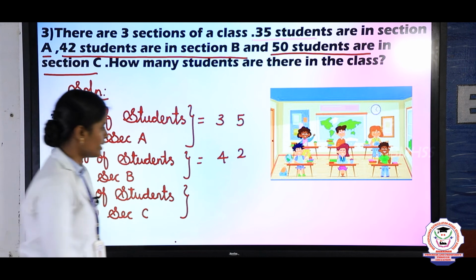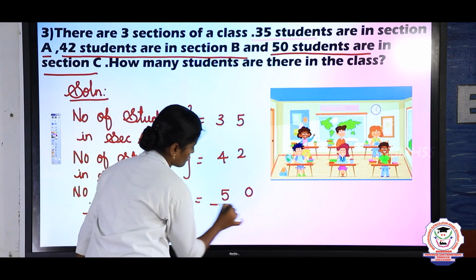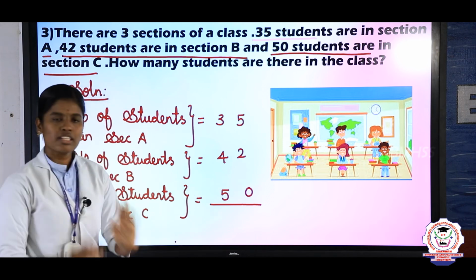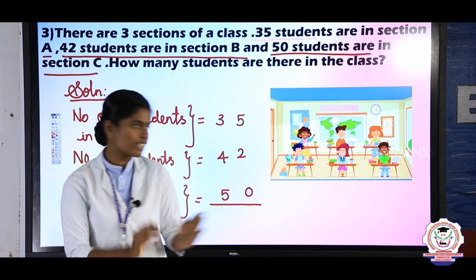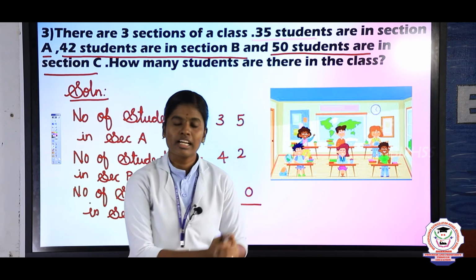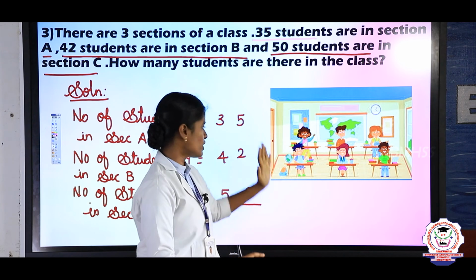Now we are going to write 50, 0 and 5. The final question is how many students are there in the class? So first you are going to add these. While adding the numbers, take the ones place value, right? So now tell me Lishant, what is the answer?